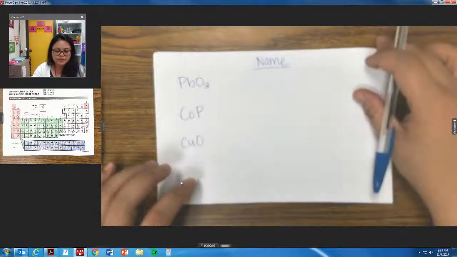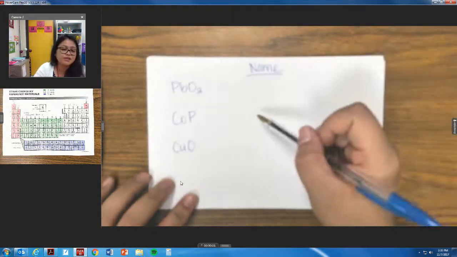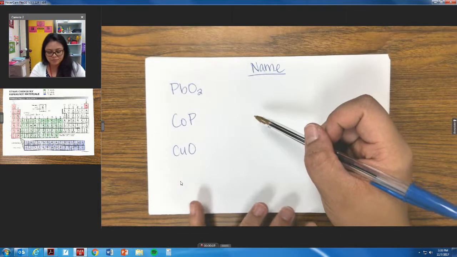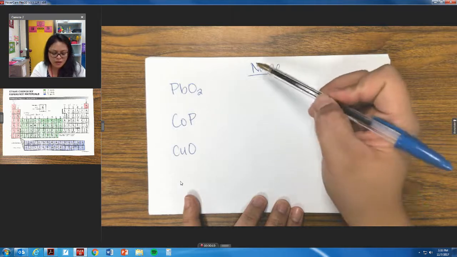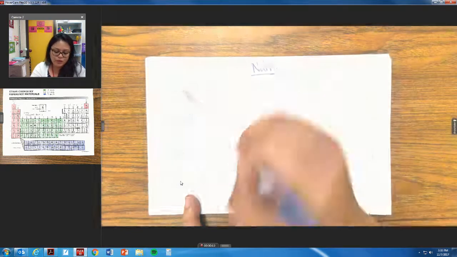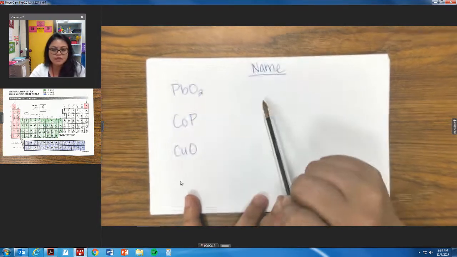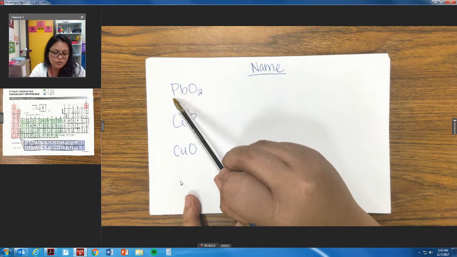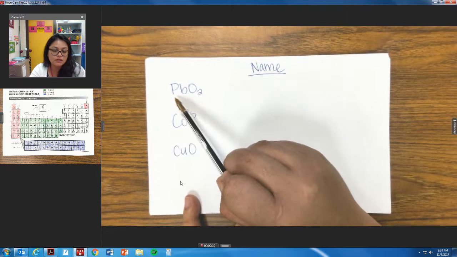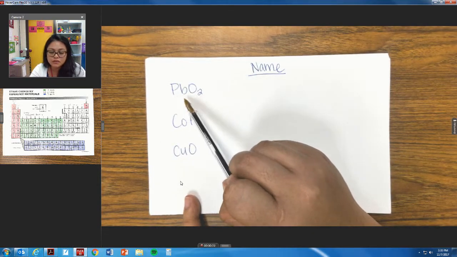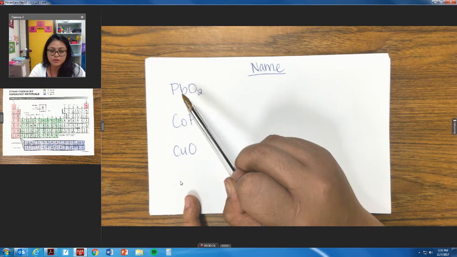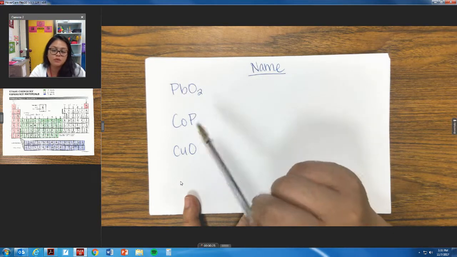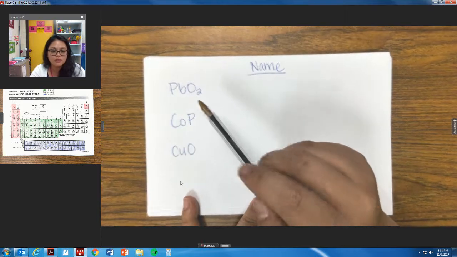Okay, hey guys, so I wanted to really quickly show you guys how to name a transition metal. When you're going from a formula to the name, you always want to make sure that you do have a transition metal. Remember that transition metals, because their charges aren't always the same, we're going to need to have a Roman numeral to represent that charge.